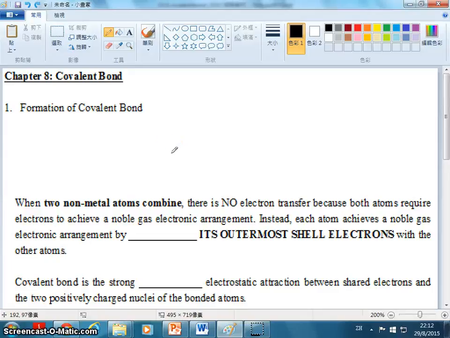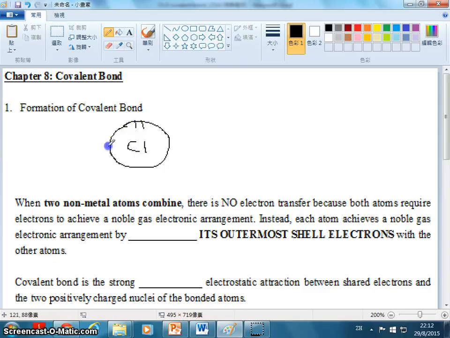When a metal comes together with a non-metal, naturally the metal will lose electrons to the non-metal. So that is how an ionic bond is formed. So how about when two non-metals come together? Both of them will want electrons.